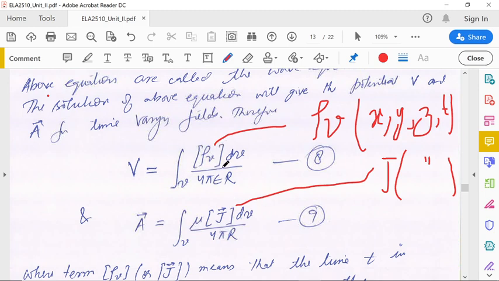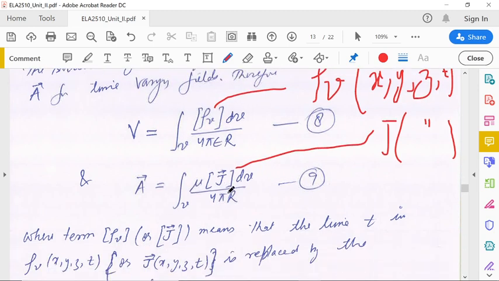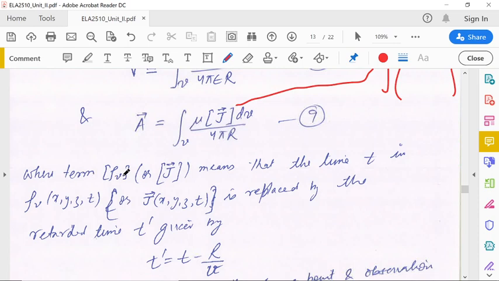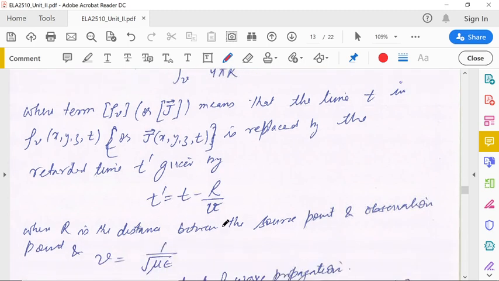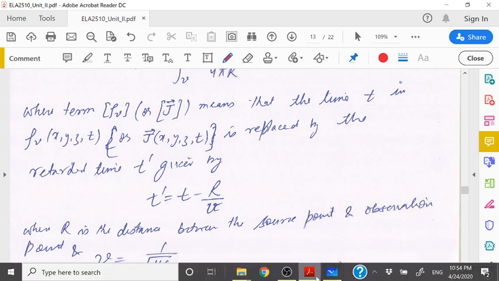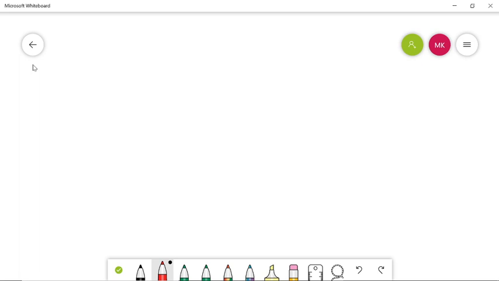Secondly, we have the square brackets. The square brackets are explained as follows. The square bracket around rho v or J means that the time t in rho v(x,y,z,t), or here J(x,y,z,t), is replaced by the retarded time t', given by t' = t − r/v. What it means, where v is the speed which depends upon the medium, given by this here. Let me explain it here.